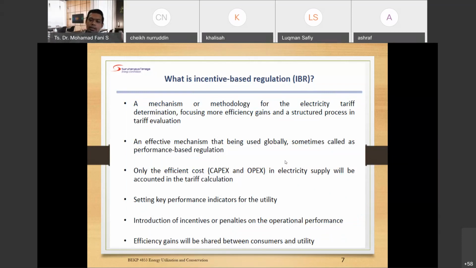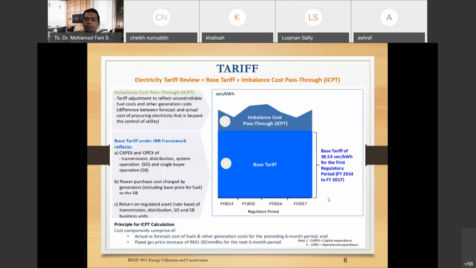IBR is the mechanism, the method of electricity determination, focusing on the efficiency gain structure. That is the IBR that covers all the things, including the CAPEX and OPEX, the capital expenditure and operational expenditure in the electricity supply, which means all this is the setting for the base tariff. This figure shows the IBR structure for the base tariff.